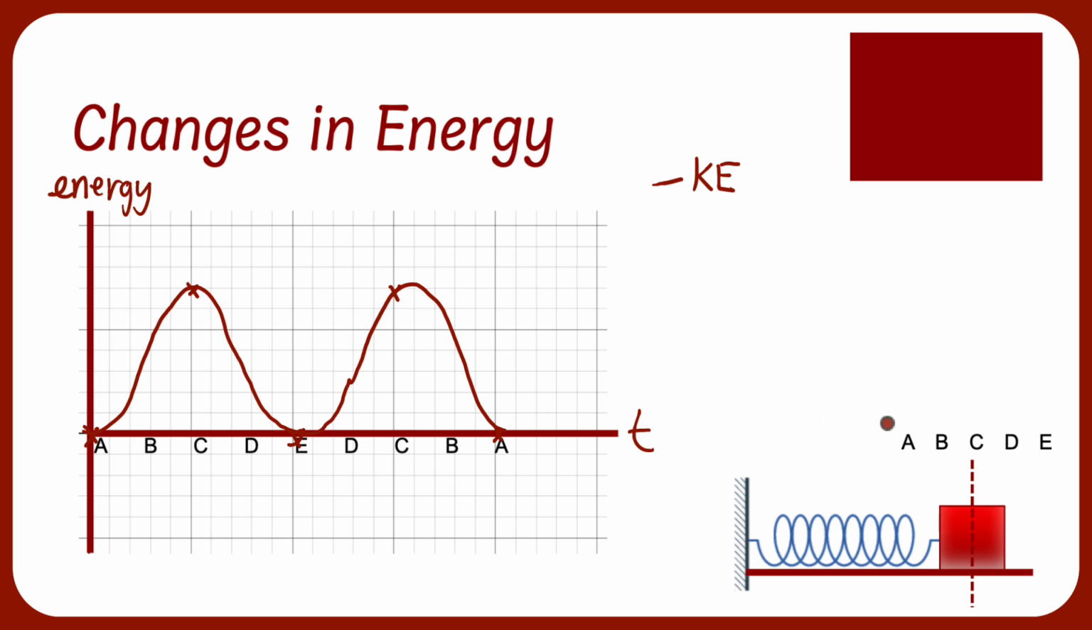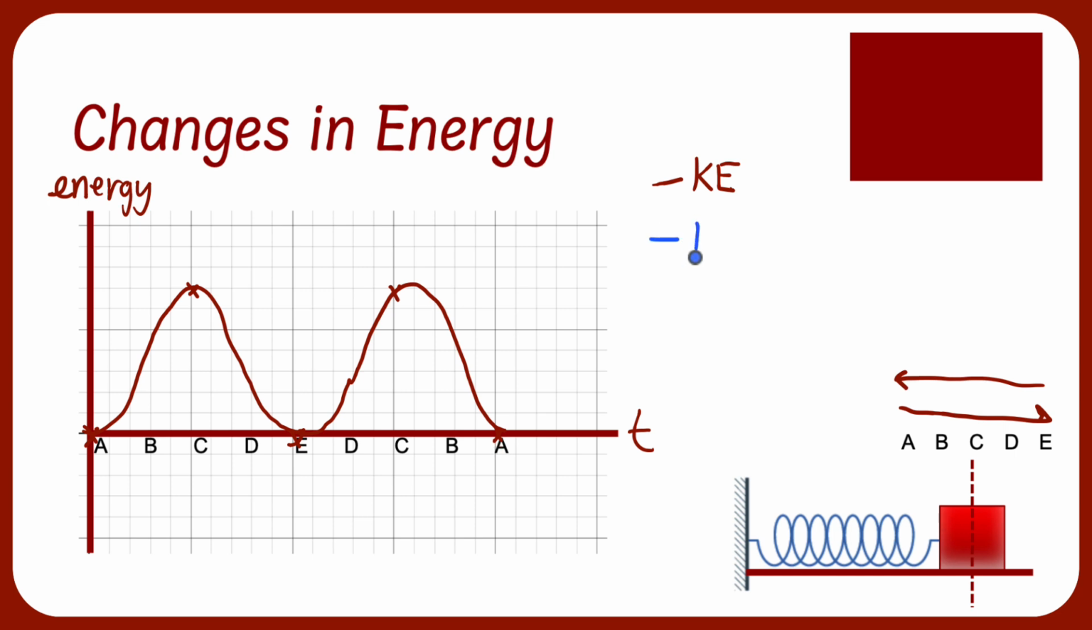Notice that I've only had one cycle here. I went from A to E and back again. Only one oscillation. But my energy here has gone through 2. So the frequency of the energy will be twice the frequency of the displacement.